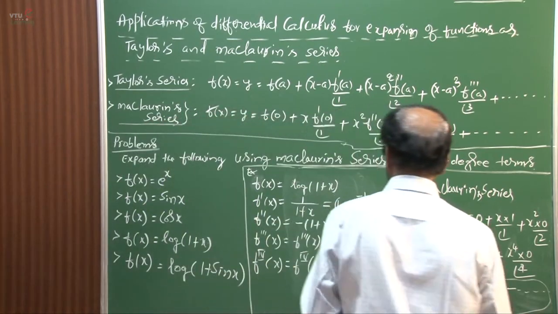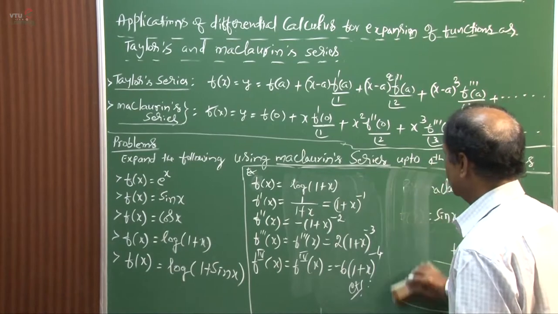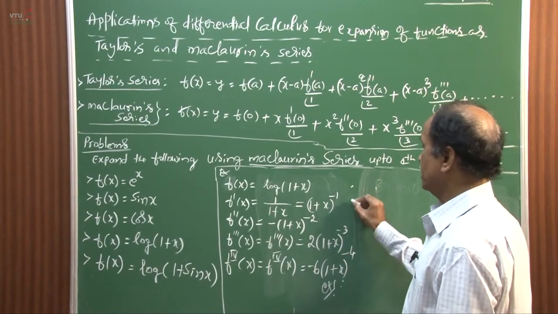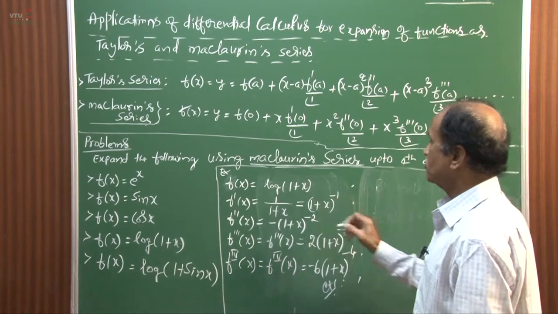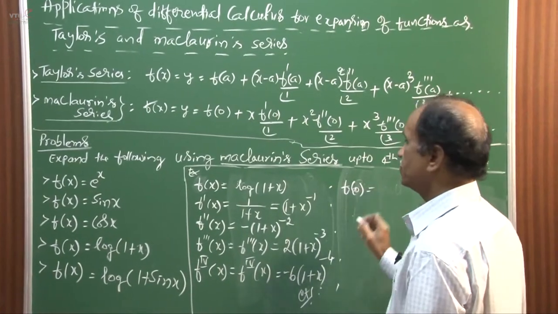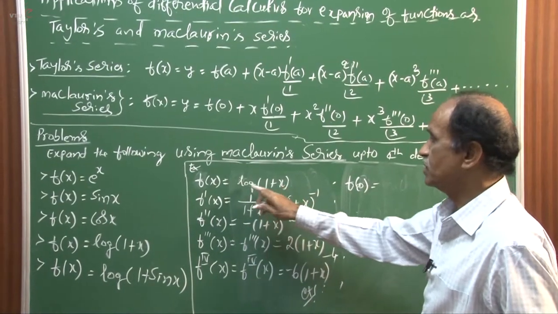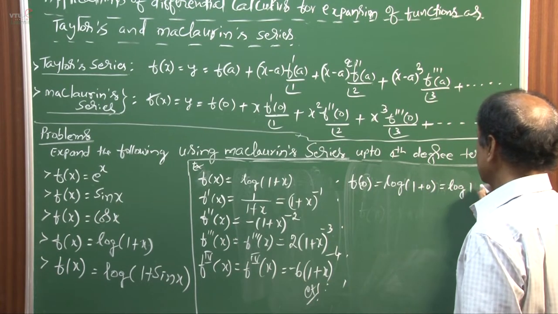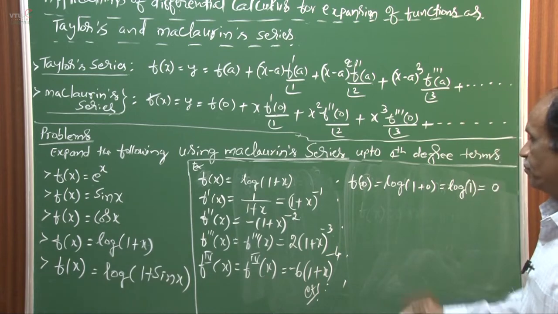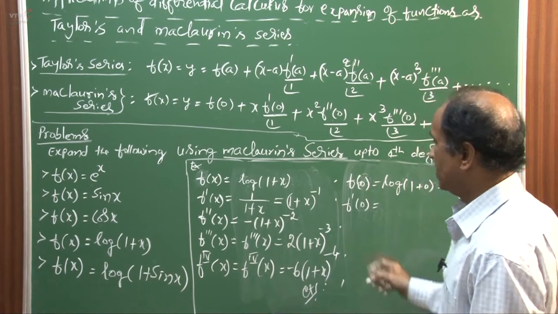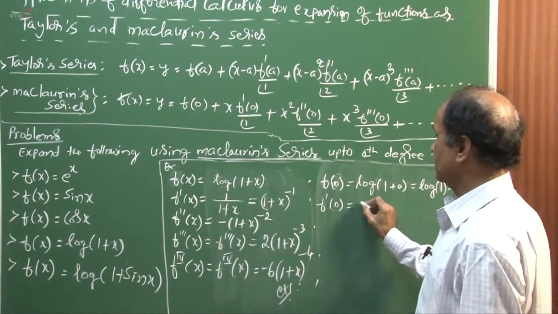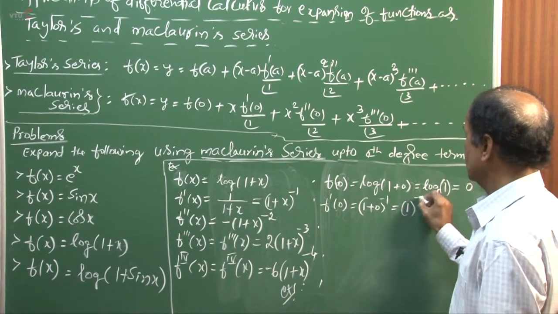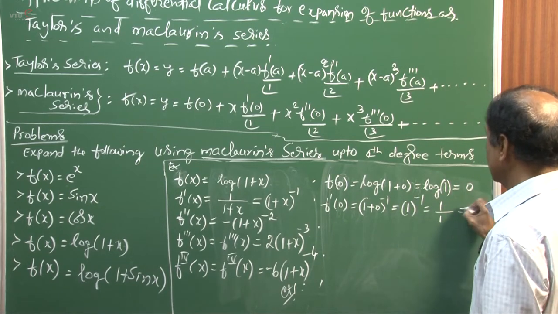Now, what are the calculations that you have to carry out by replacing x equal to 0? First function means here every value you have to take at x equal to 0. Then f of 0, nothing but x equal to 0, then log of 1 plus 0, this is log 1, then it is equal to 0 because log 1 is 0. Then f dash of 0 means 1 plus 0 whole to the power minus 1, that is 1 to the power minus 1, that is 1 by 1, and answer is plus 1.